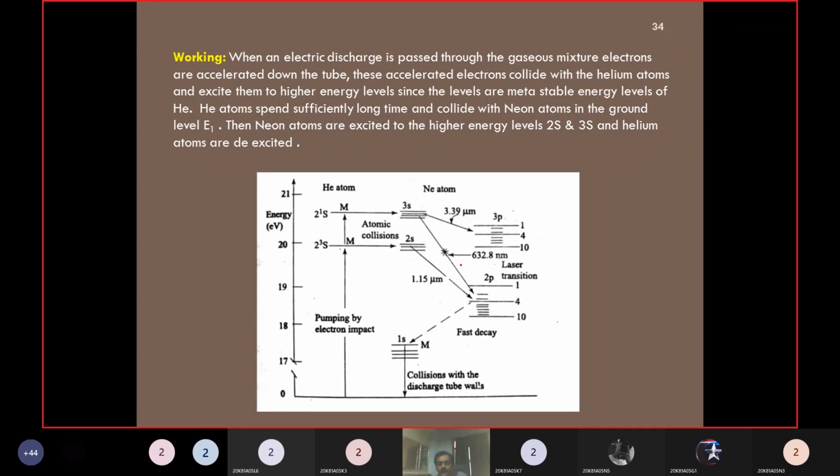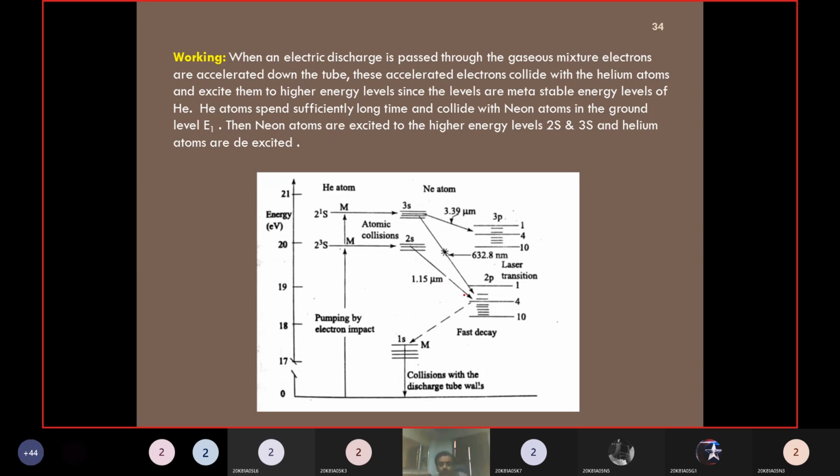Okay, so generally this is the major laser, the 632.8 nanometer laser transition. The remaining lasing action will also take place, but that lasing action is very less, so very less transition will be there, and very less intensity of the laser will be emitted.